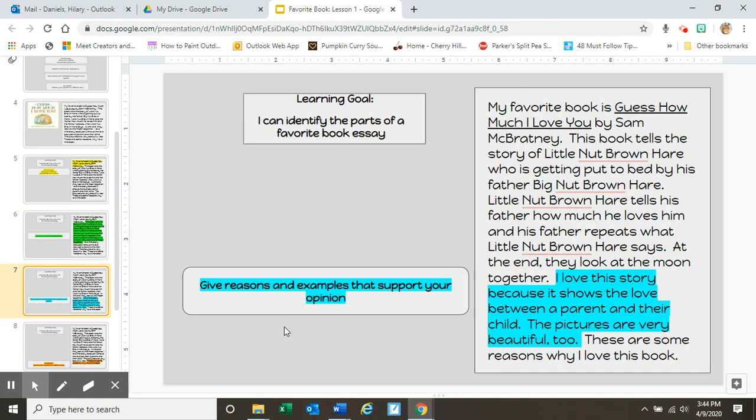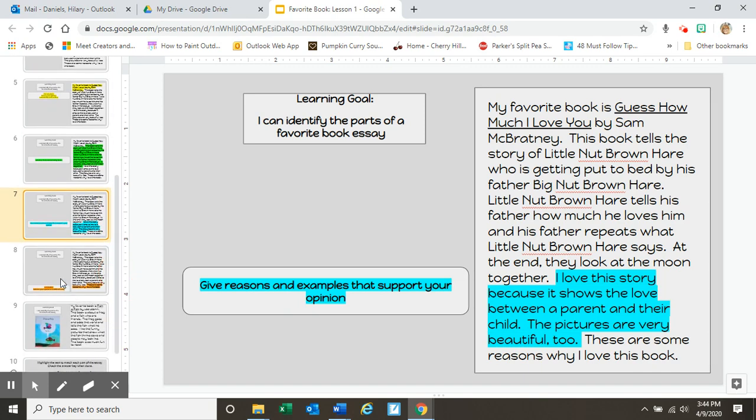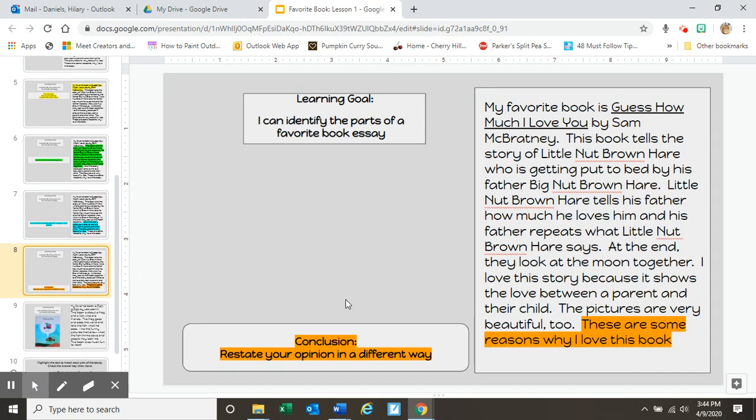Now comes another part that you know how to do, which is giving reasons and examples to support your opinion. I wrote, I love this story because it shows the love between a parent and their child. The pictures are very beautiful too. So how many reasons did I have? Yes, I had two reasons. You probably want to have at least two reasons, maybe even more. And the last part was my conclusion, which is where I restated my opinion in a different way. These are some reasons.